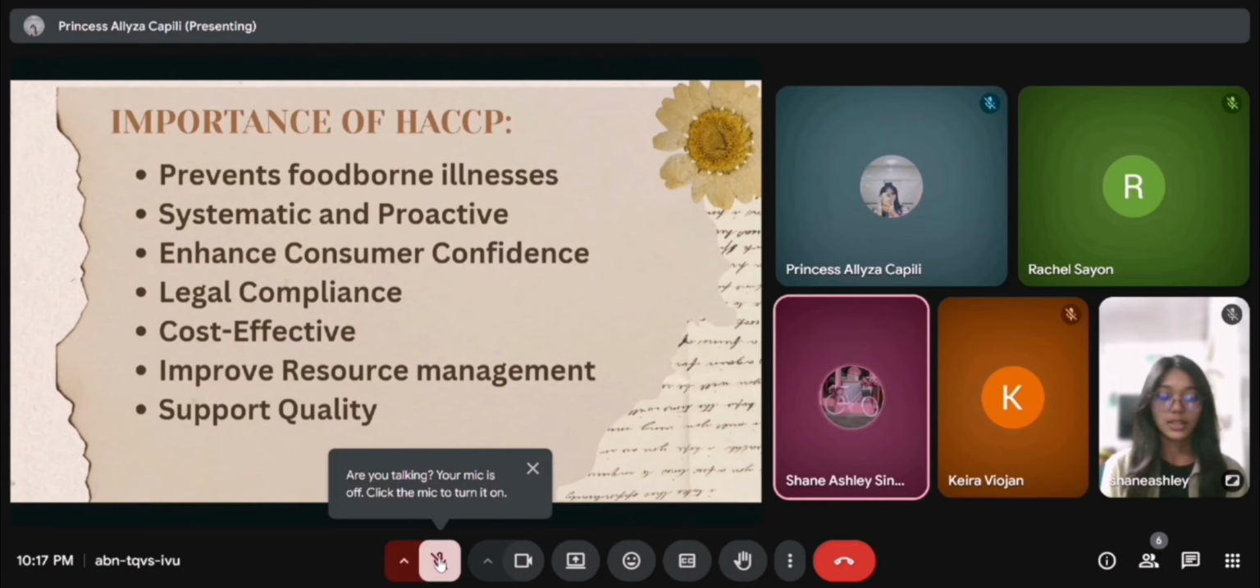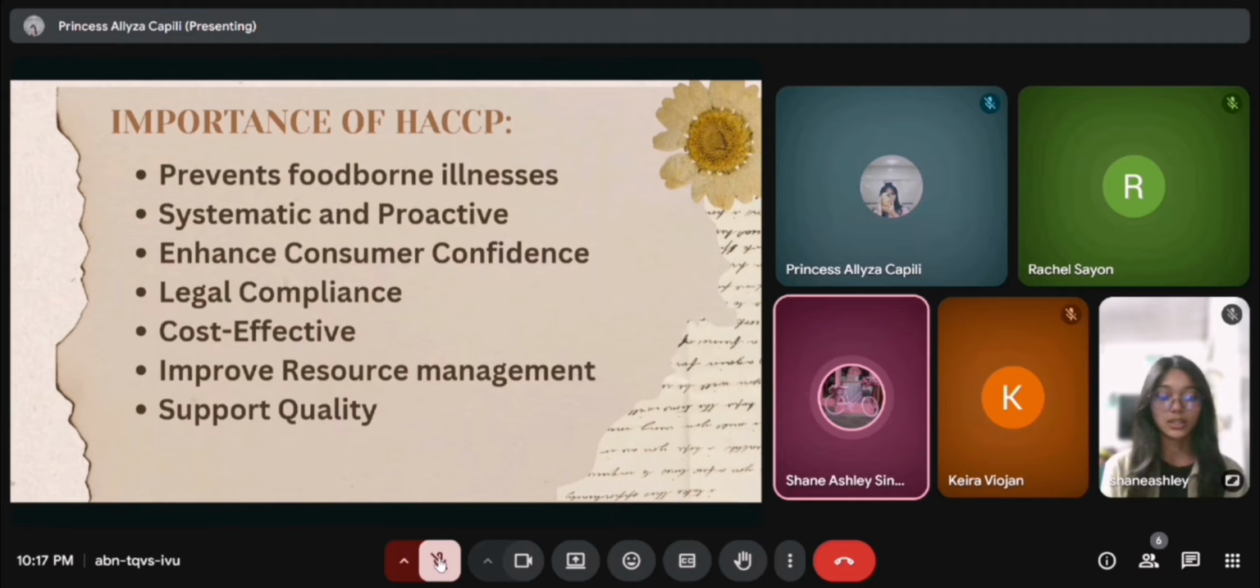Okay, and now for the second one, we have here the systematic and proactive. So here it focuses on preventing problems at every step of food production instead of only checking the final product. For example, checking food temperature during storage, monitoring cleanliness of equipment, and inspecting raw ingredients before use.